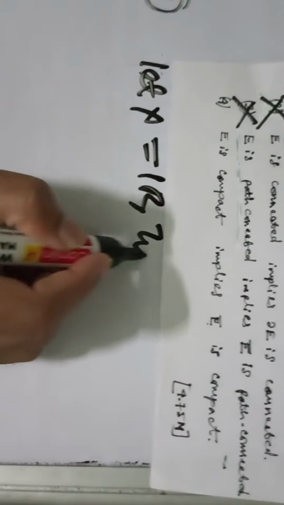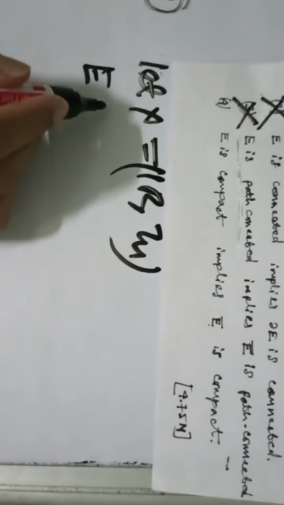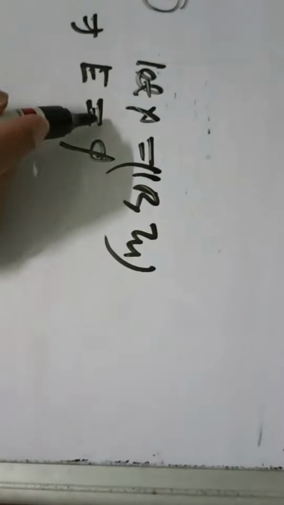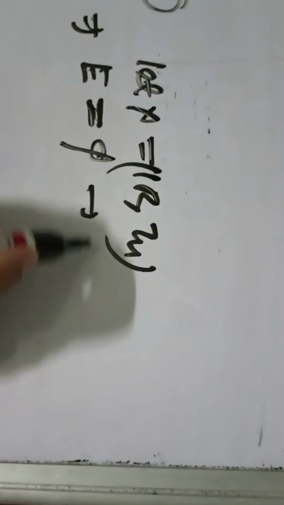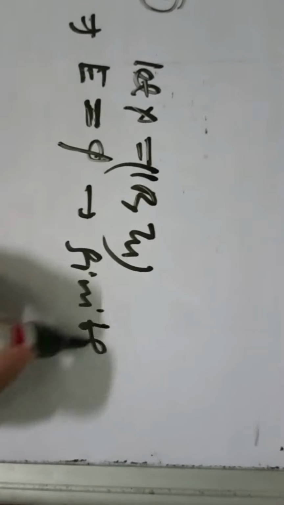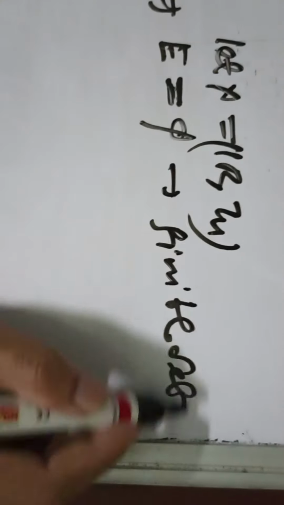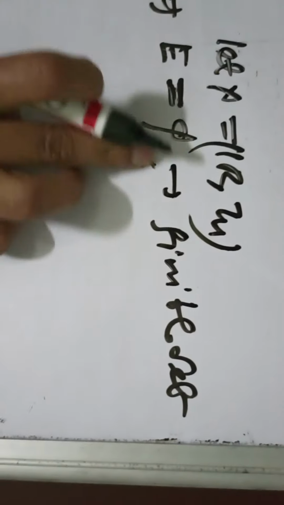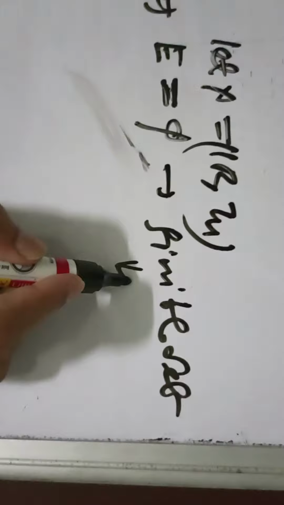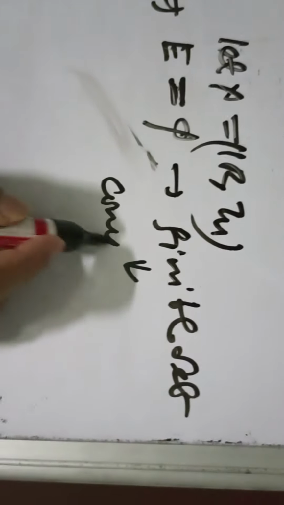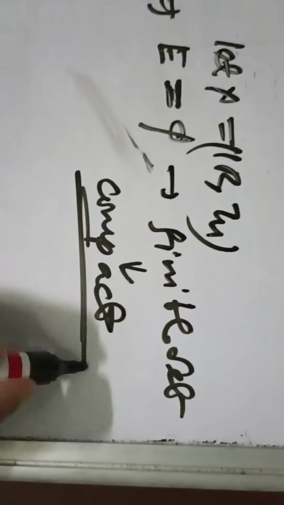Let X equal R with the usual topology, and take E equal to the empty set. It's not saying here that E is non-empty, so I take the empty set, E equal to {5}. A finite set is compact; every finite set is compact. Since every finite set is compact, E is compact in the usual topology.